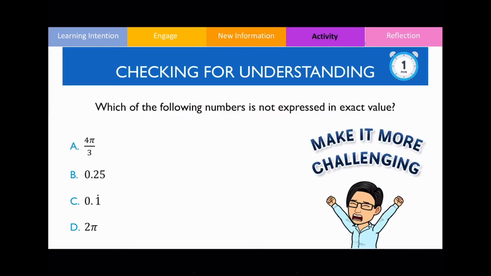See whether you can answer this question over here. Give yourself 1 minute and then we'll compare our answers together. So for this particular question, you need to identify a number that is not expressed in exact value, okay? And the answer for this question over here is going to be option C, because this dot over here indicates that this one just keeps on going repetitively all the way to infinity. So therefore, that is not considered to be an exact value, okay? All the other ones are considered to be exact because those numbers stop or they are expressed as a fraction.